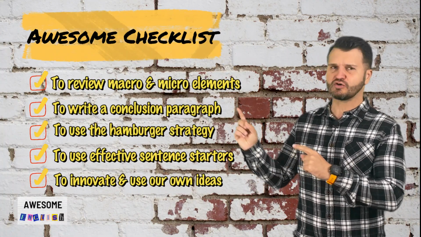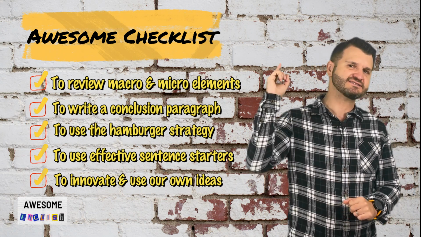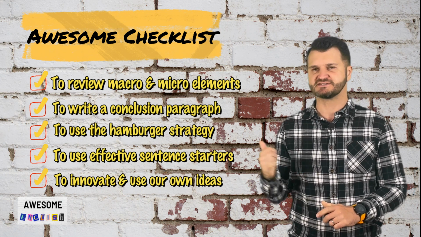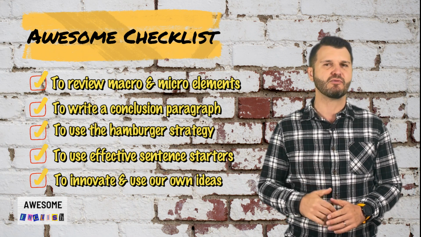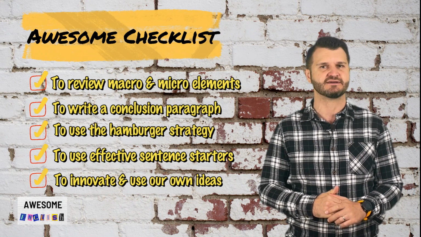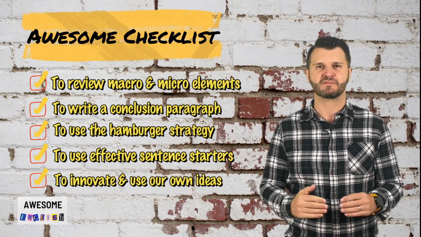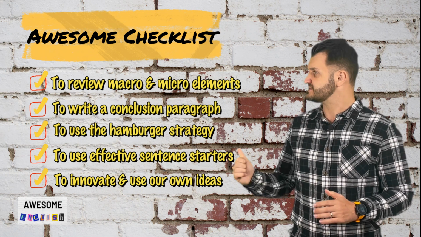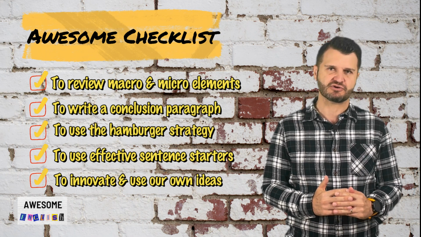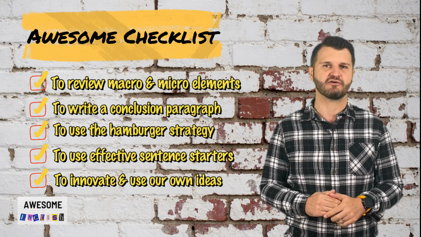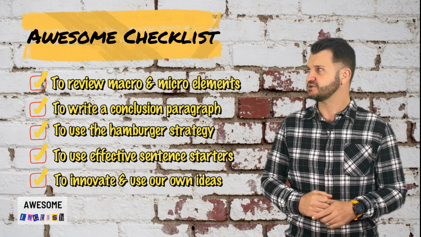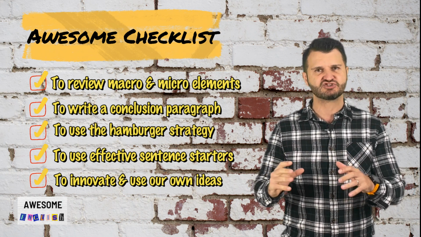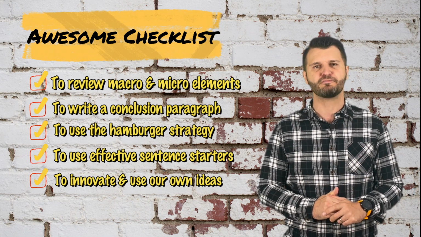Alright, welcome to our awesome checklist for today's lesson. This is our roadmap for success. These are the learning objectives we want to achieve. The first one is to review the macro and micro structures of a discussion essay. Then to be able to write a conclusion/opinion paragraph. Then today we're going to be able to use the hamburger strategy to structure our paragraph and make it awesome. To be able to use effective sentence starters, and then finally, to be able to innovate and change ideas to write our own paragraph.